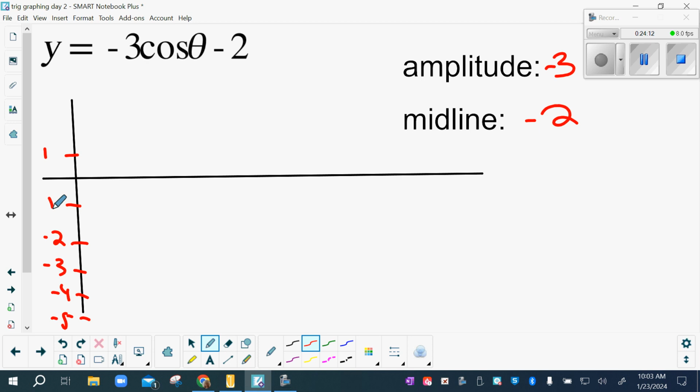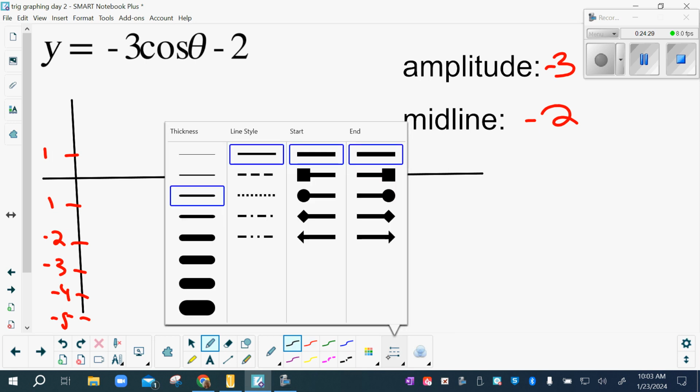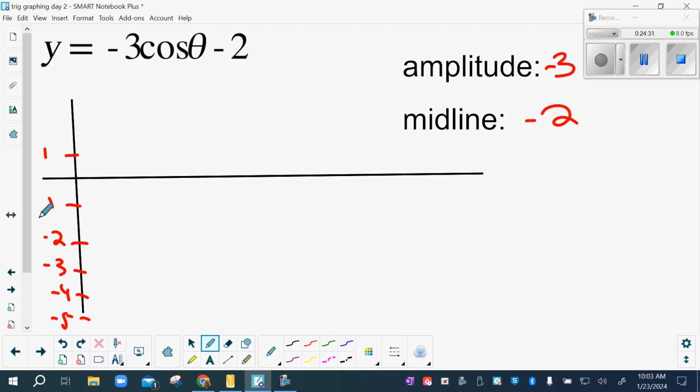Remember, cosine does not start at the midline. It starts on this one at -5. But this is everything. If you could do this, you got this. Which is pretty crazy math. I'm definitely impressed with you all.